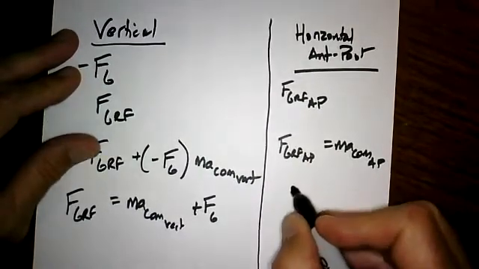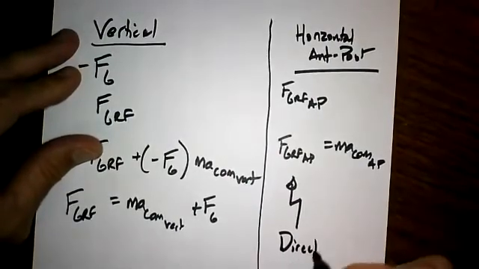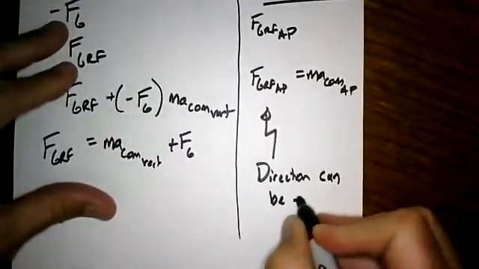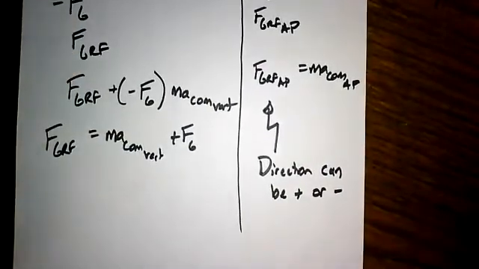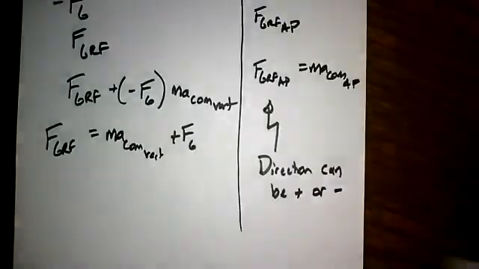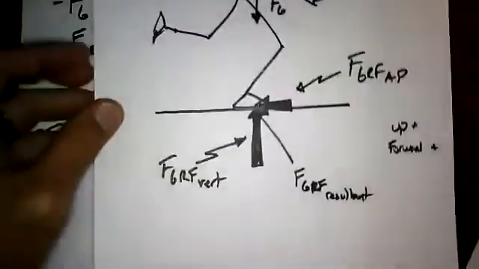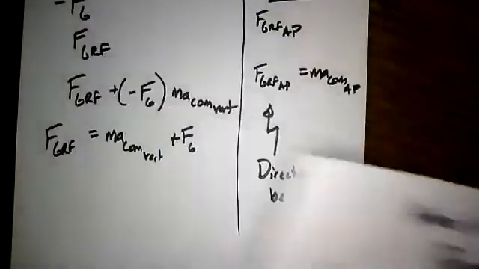Note that the direction can be positive or negative, depending on where we are in stance phase. It is either positive, causing propulsion, or negative, slowing the runner down. We're going to do that analysis in just a bit.